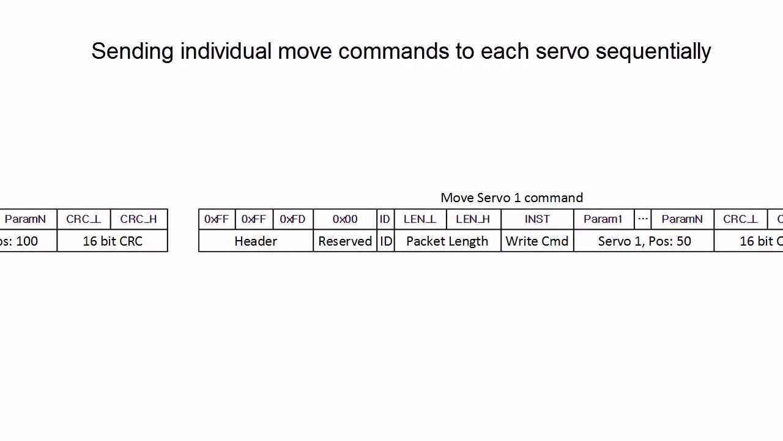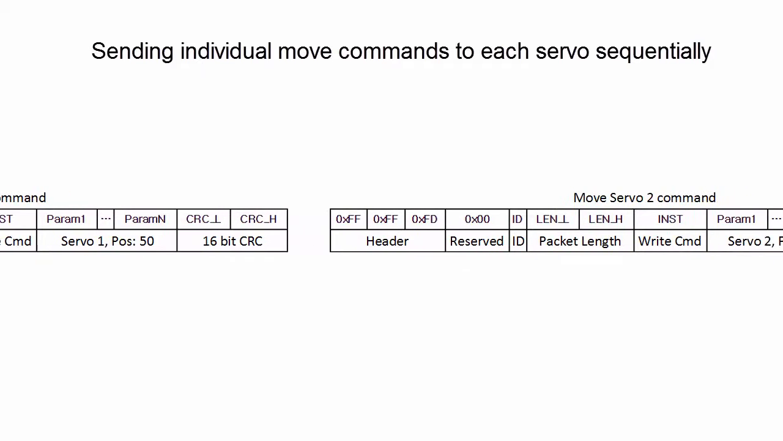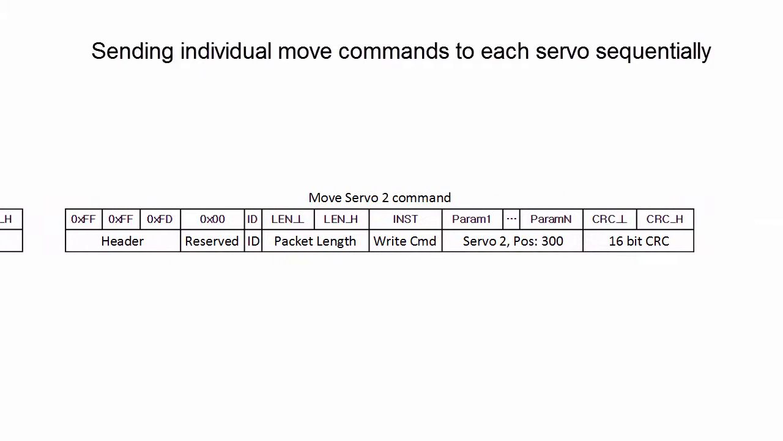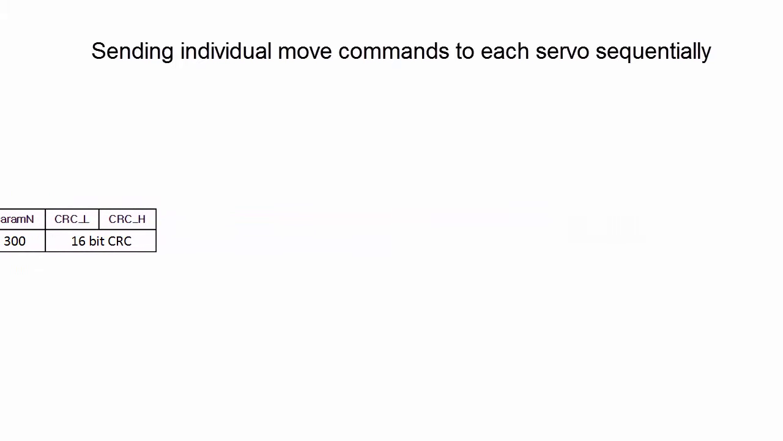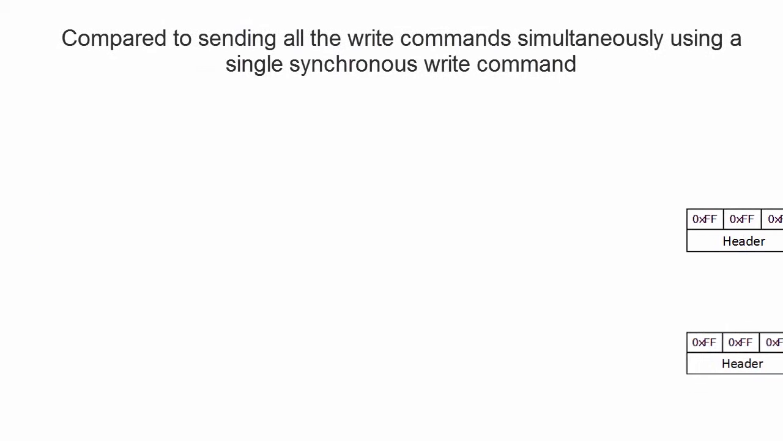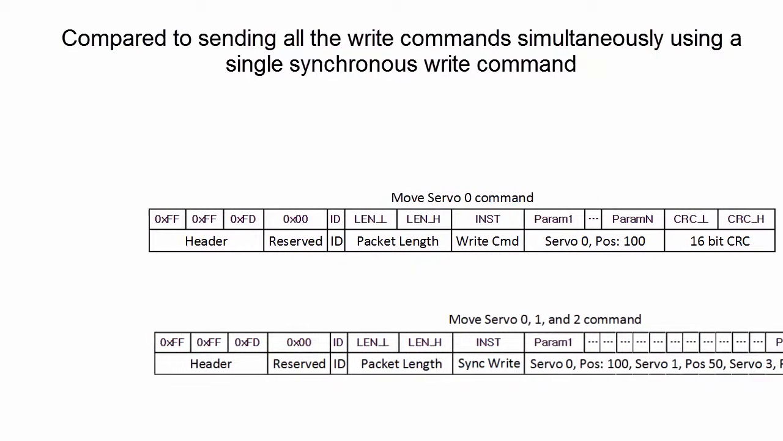Having to send a full packet with a header and footer for every single servo results in a lot of overhead. What would be better is if you could simply send one move command that would specify the position and velocity settings for all of the servos that you wanted to move in a single packet. Luckily, there is a way to do that with the smart servos.